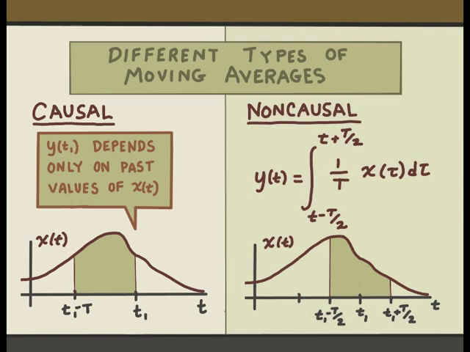Here's the equation for it. We determine the non-causal moving average y of t by taking the average of the input signal x of t from time t minus capital T over 2 to t plus capital T over 2.